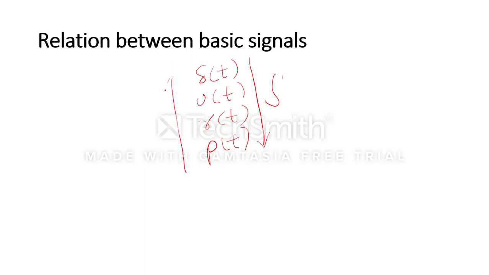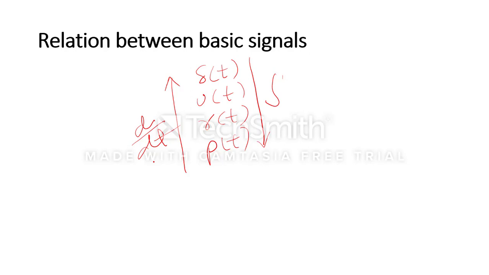And on opposite side, if you are having parabolic signal and you want to change it into ramp signal, then you have to differentiate it. In the same way, if you are having ramp signal and you want to change it into unit step, you will differentiate. In that way, when you are going from down to up, you have to differentiate, and when you are coming from upside to down, you have to integrate it.